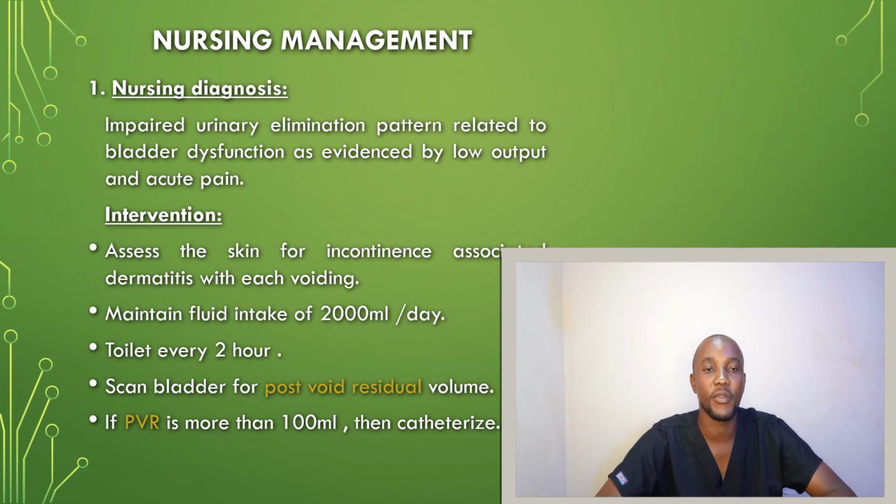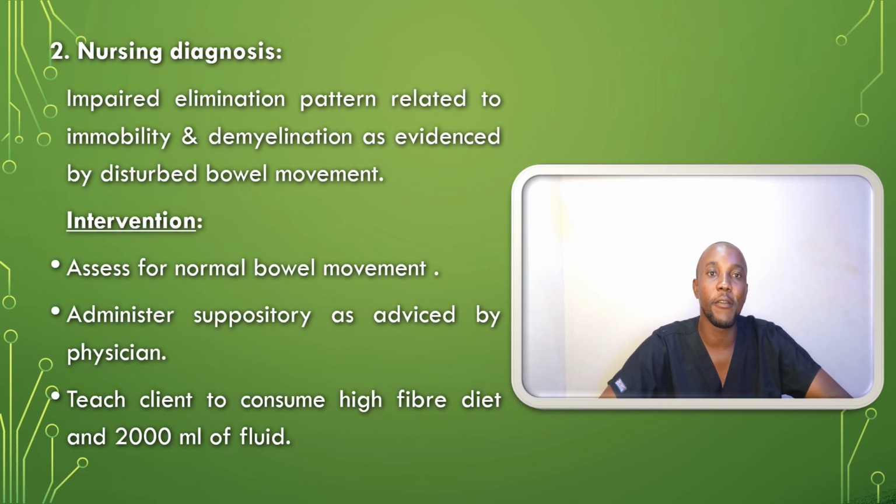Another nursing diagnosis we can come up with for a patient with multiple sclerosis is impaired bowel elimination pattern related to immobility and demyelination, as evidenced by disturbed bowel movement. Some of the interventions we can do as a nurse: we assess for normal bowel movement. We can administer suppository as advised by the physician. We also teach the client to consume a high fiber diet and at least 2,000 ml of fluid.